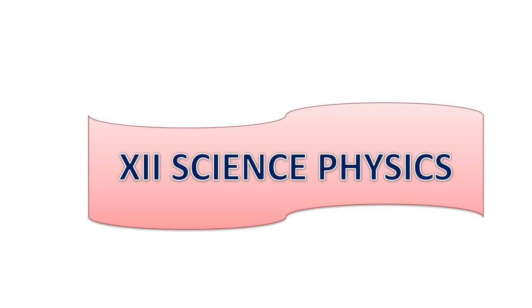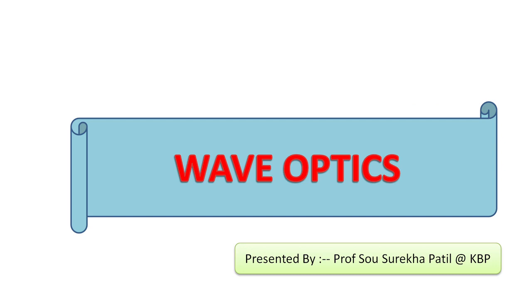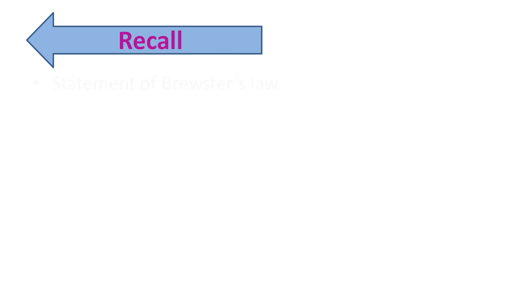Today we are going to start intensity distribution in the topic wave optics, which is a continuation of the subunit Young's double slit experiment. Before we start, we will recall some points which we have seen in the previous lecture.